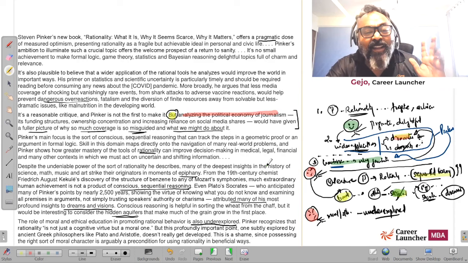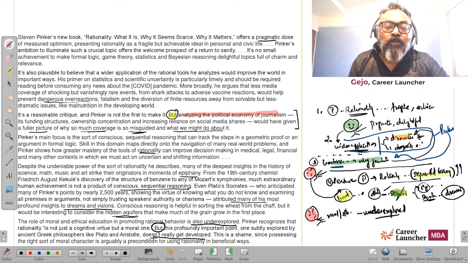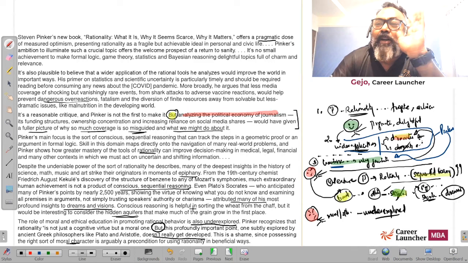Pinker recognizes that rationality is not just a cognitive virtue, but a moral one. But this profoundly important point, once subtly explored by ancient Greek philosophers like Plato and Aristotle, doesn't really get developed. Oh, this is a shame. Possessing the right sort of moral character is arguably a precondition for using rationality in beneficial ways. If you're an immoral being and a very intelligent person, oh, it's over.